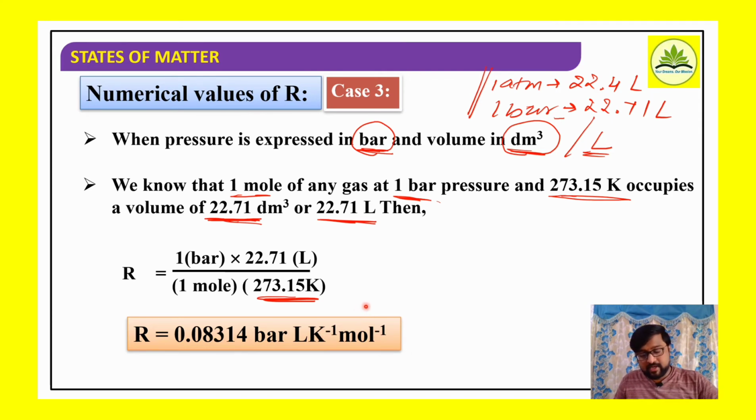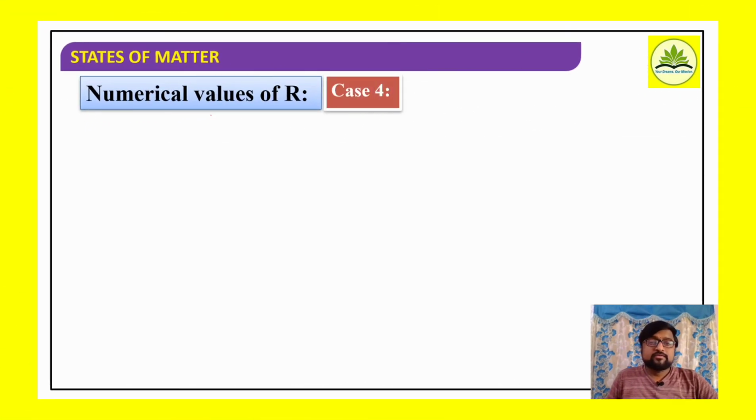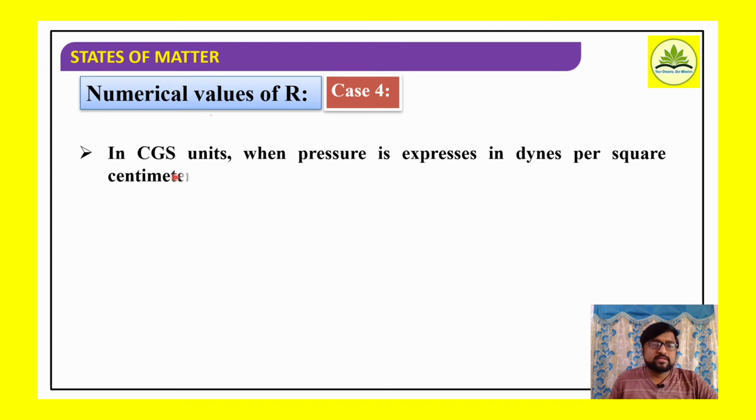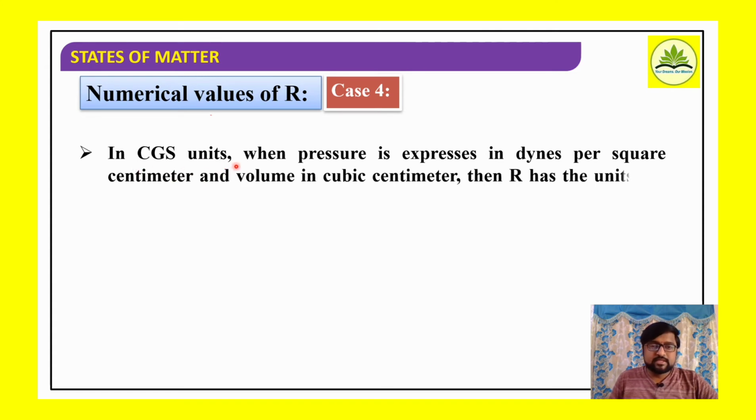Coming to the fourth case, if in the CGS system of measurements, so in CGS units, the pressure is expressed in dynes per square centimeter, and volume is expressed in terms of cubic centimeter.